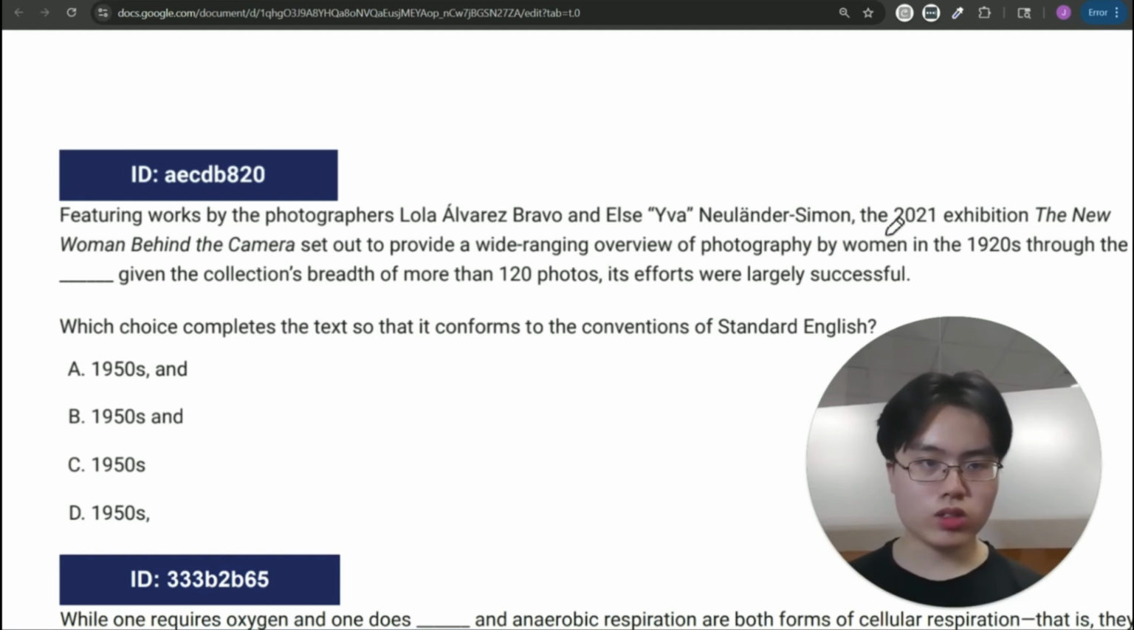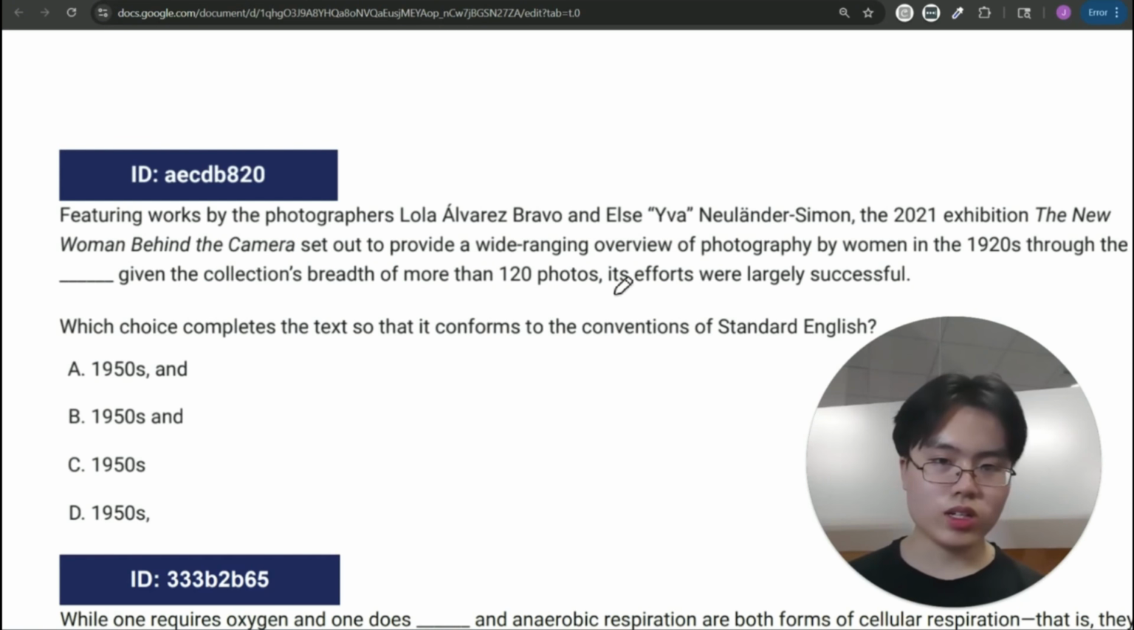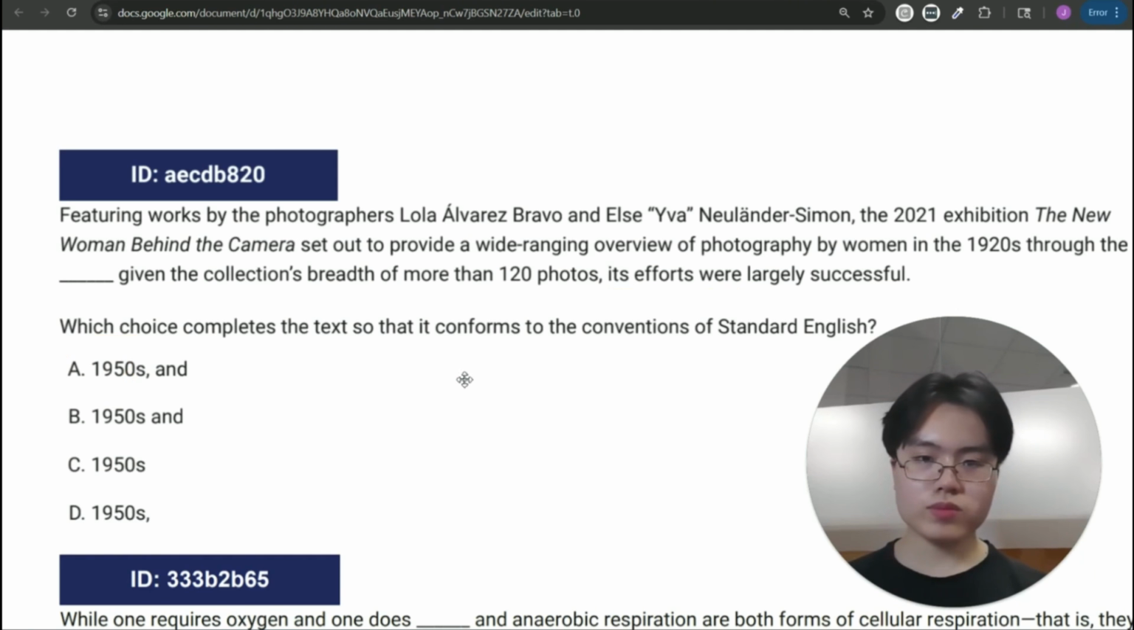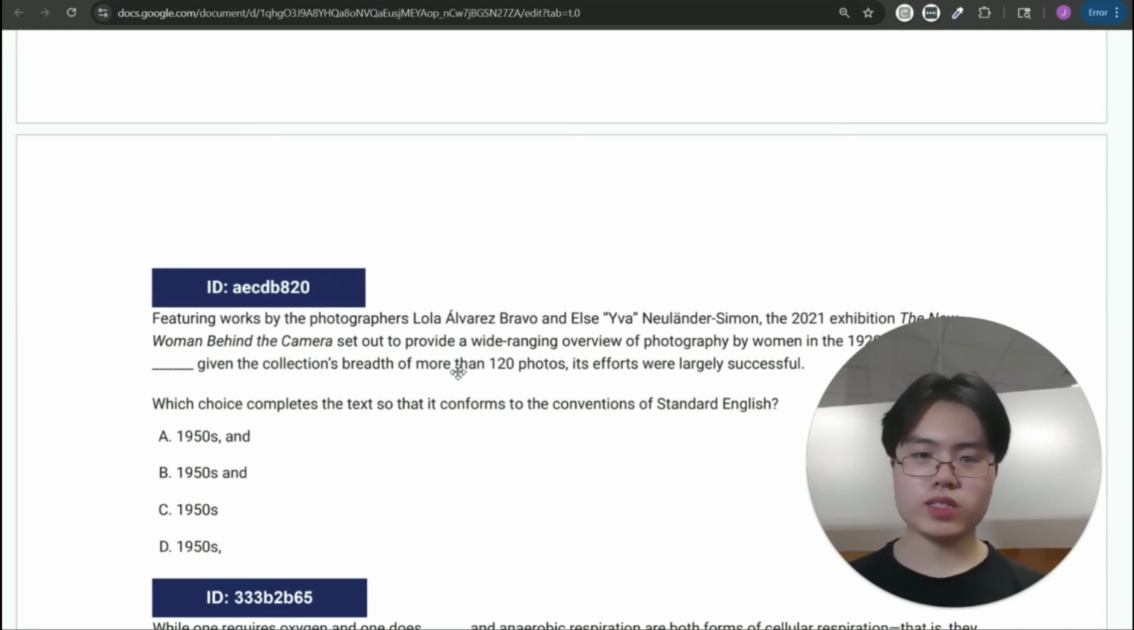So there's no way. Okay, this could be a subject: the 2021 exhibition "Behind the Camera" set out. That's a verb, so that's an independent clause. And after, "given the collection's breadth" is definitely not an independent clause. "Efforts" is the subject, and then the main verb follows. Independent clause, so the answer is A.